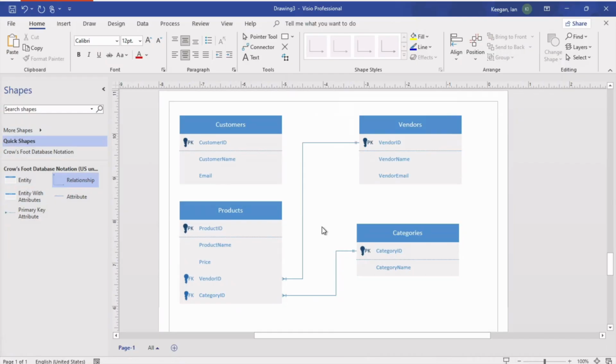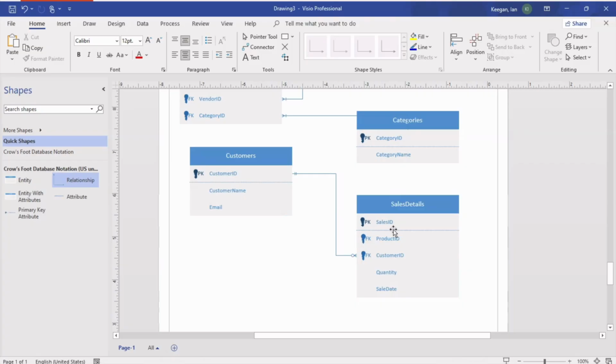Okay, so next is the categories to products relationship. It's a one-to-many relationship, and each category contains many products, and each product belongs to one category. For example, in electronics, there could be TVs, laptops, phones, and other things, but each product only belongs to one category.